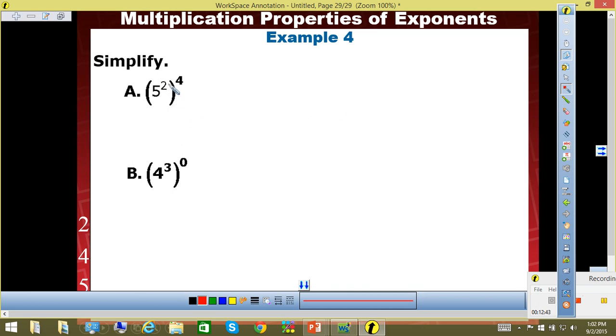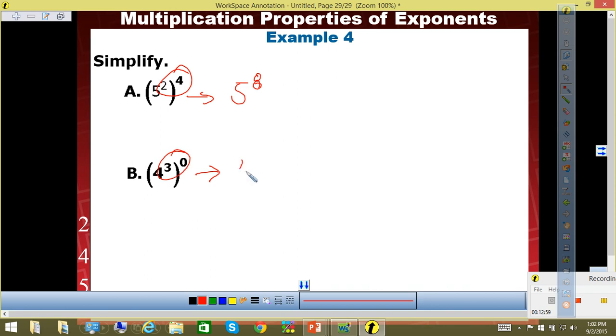All right, let's see. Who got 5 to the 8? Yeah, because we multiply these, right? Hold on. 5 to the 8. This one. Who saw 4 to the 0? Okay, who wrote 1? That is correct. Correct answer is 1.